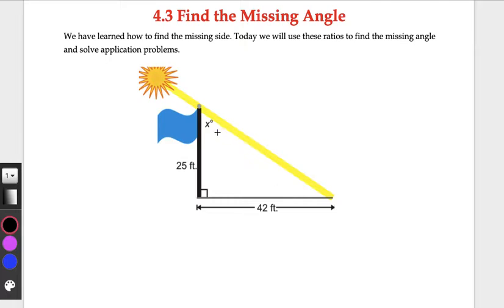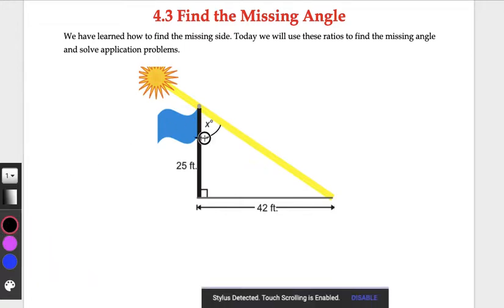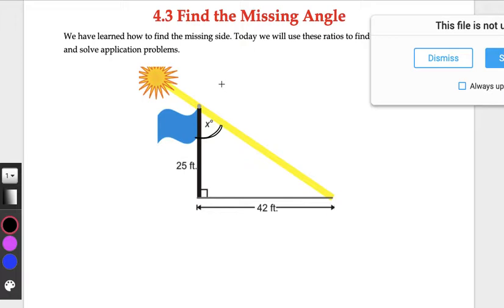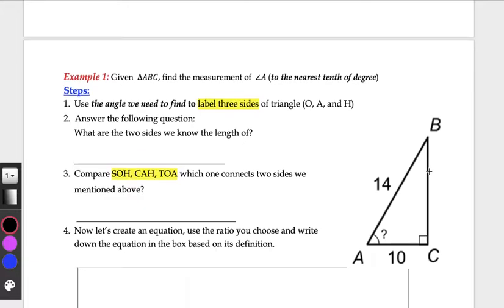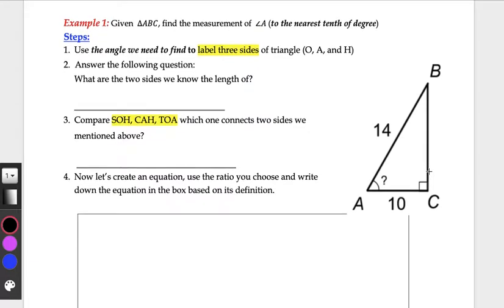What if I want to know the angle? I don't know how many degrees it is here, then how do I find it? Still, we are using the trigonometry ratio to work on this problem. But by solving this, we do need a little bit of an extra step, which we'll be showing today. So let's check the first example.